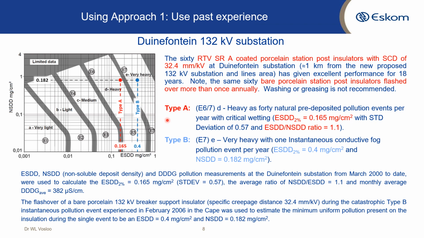At the same site, we've been monitoring the pollution levels for more than 20 years. And from there, we could determine the pre-deposit type A pollution as follows, and we can see it here on our graph. It classifies it as heavy. However, the same area is also subjected to instantaneous events, and we could reverse calculate from an event that took place on a 132 kV breaker support insulator that was bare porcelain. We could reverse engineer it, and classify the instantaneous event as being very heavy.